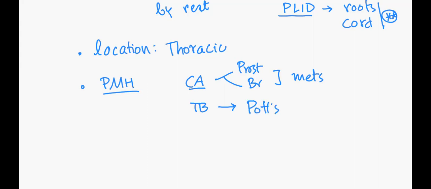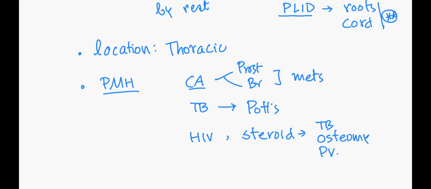If there is a history of immunosuppression, such as HIV/AIDS, and history of steroid use, those increase the risk of infection, such as increase the risk of tuberculosis, increase the risk of osteomyelitis by other organisms, and it can even cause paravertebral abscess.